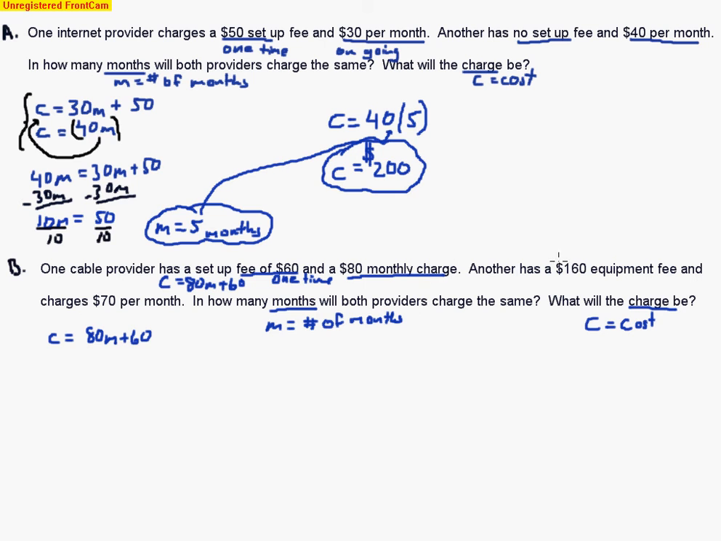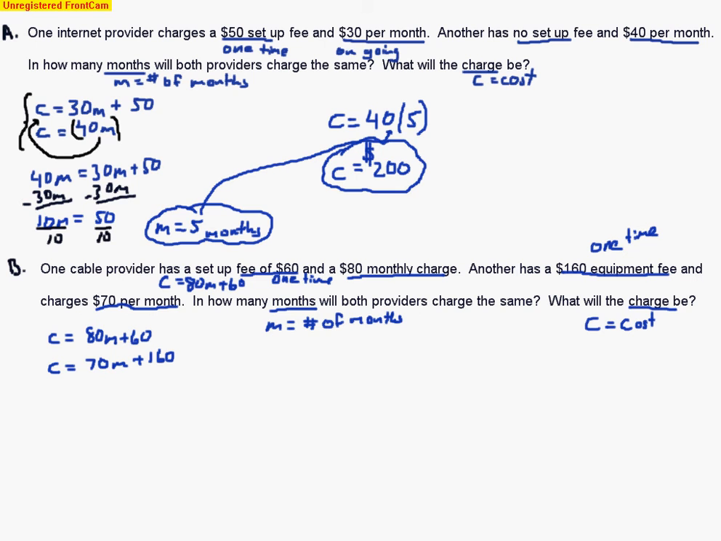Now this other one, they have an equipment fee. That's the same thing as a one-time charge. They charge you for the equipment, but they're not going to charge you for the equipment again. They just have that one-time fee, and then they have this ongoing fee of $70. So that's going to be cost equals $70 per month plus that one-time huge equipment fee of $160. So when will they end up charging the same? We'll find out.